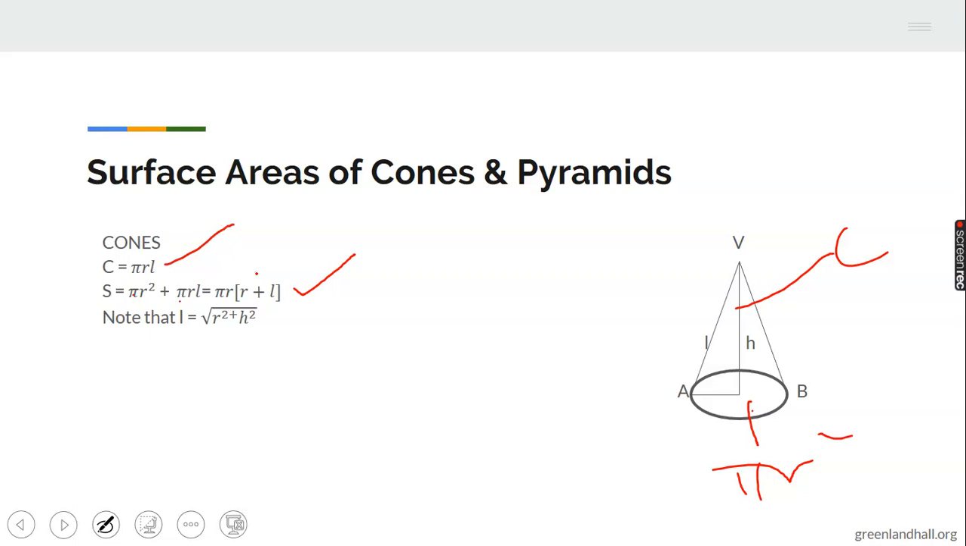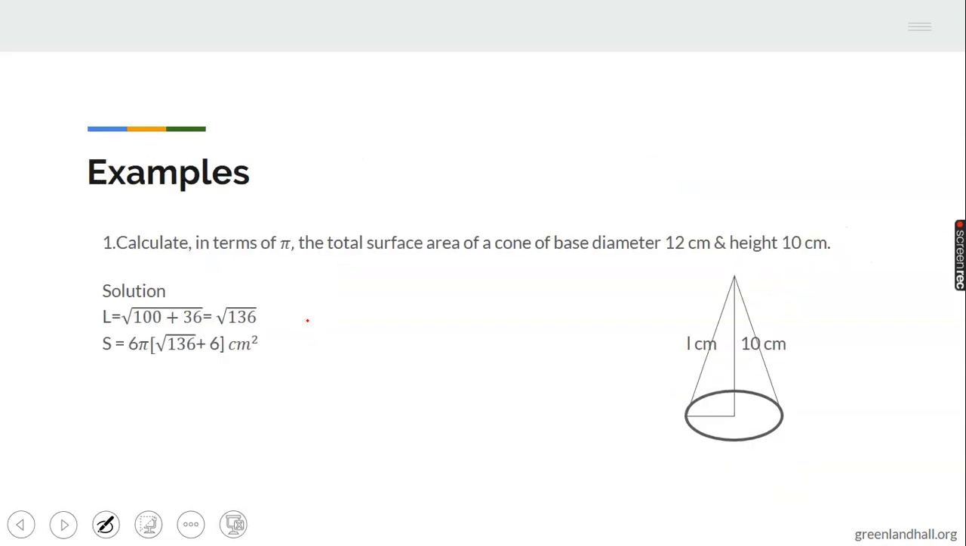So also take note of this. Using Pythagoras theorem, in this right angle triangle, you can find this is the radius. Here, that place is the radius. You make L the subject. Through Pythagoras theorem, you have this formula. Take note of that. We need it.